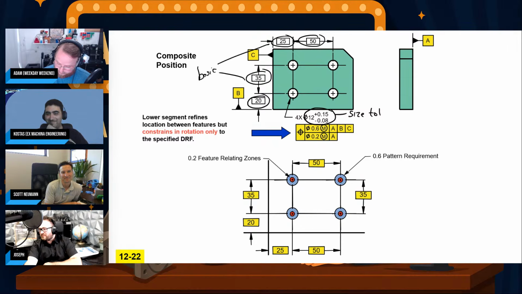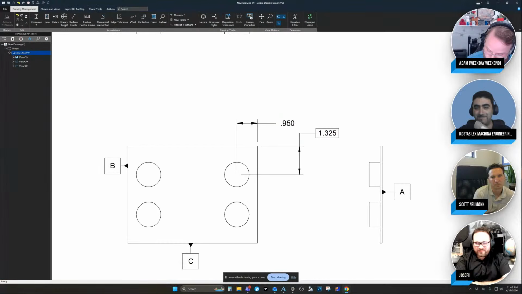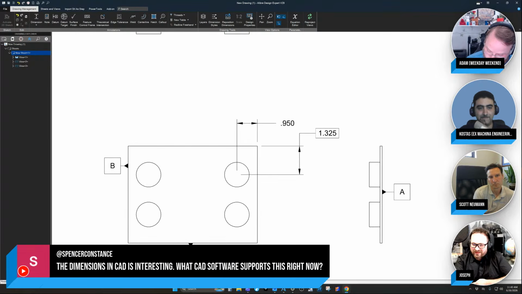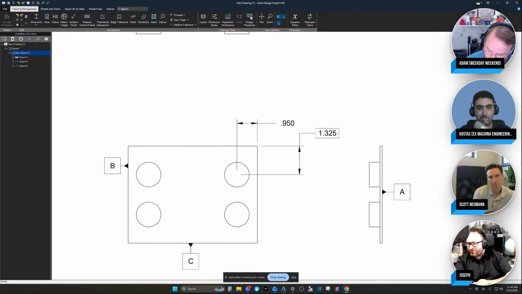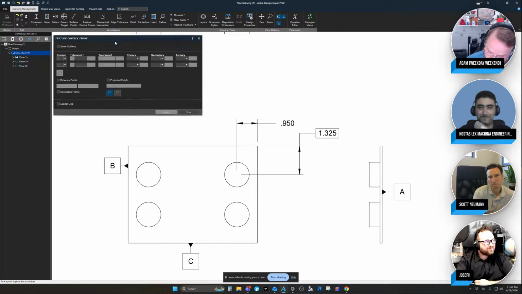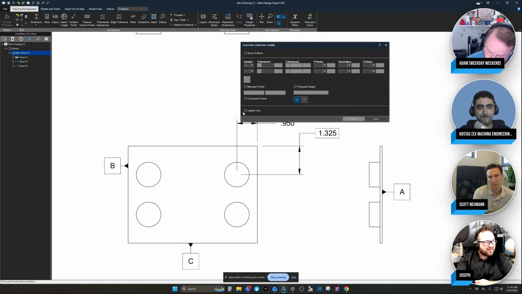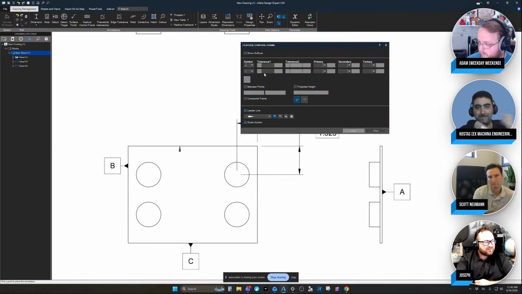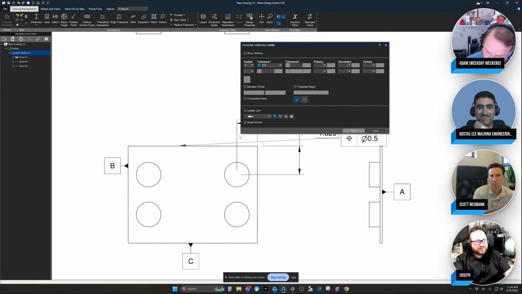Yeah, I like it. I've got two Libre questions. I'll just knock those out real quick. The dimensions in CAD is interesting. What CAD software supports this right now? Well, I can tell you Libre does. We have feature control frames that we can insert here and add leader lines and things, and start building. Position is always my favorite, I think. But yeah, we can start building out these feature control frames just like we've seen in some of these demonstrations here.